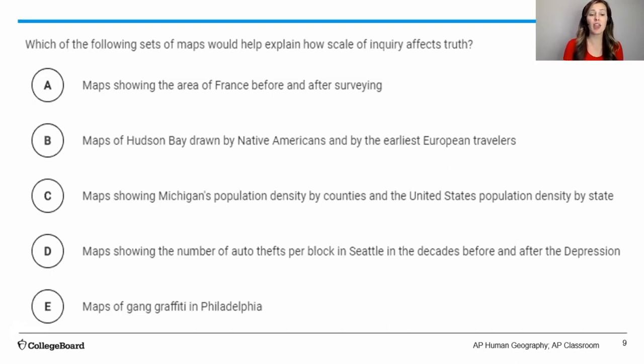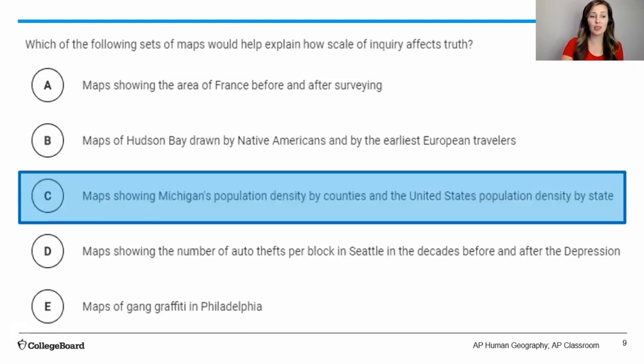E, maps of gang graffiti in Philadelphia. Now, if you're paying attention, there's only one of these answer options that really addresses the concept of scale. Many of them are comparing different things, but only one of them really highlights different levels of analysis. And that would be answer option C, maps showing Michigan's population density by counties and the United States population density by state, county being one level and state being the next.